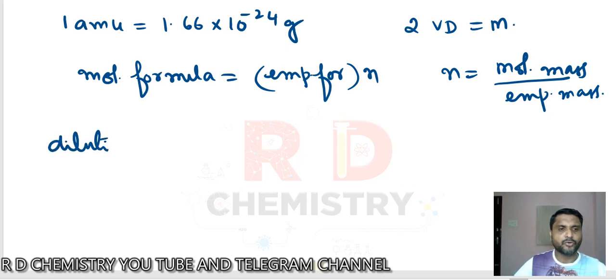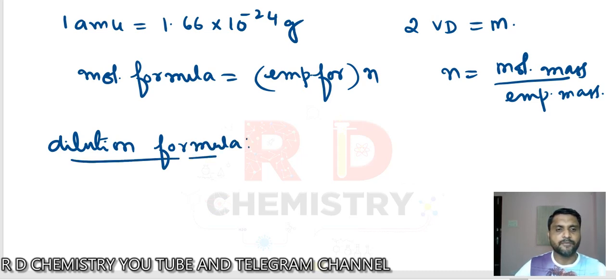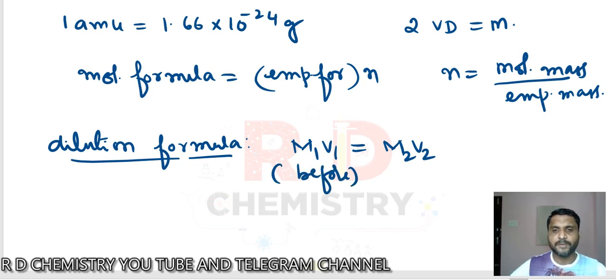You know how to calculate molarity, molality, and mole fraction. Already explained in the second PUC. So the dilution formula you'll have to remember. What will happen when dilution takes place and what will be the final concentration? They make use of V1 M1 is equal to V2 M2. So this is before dilution and this is after dilution, right?